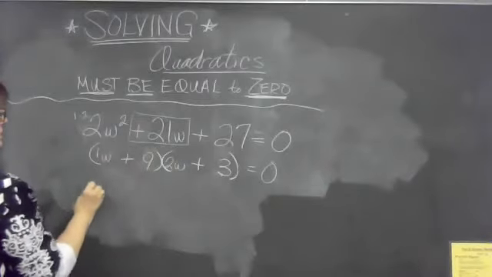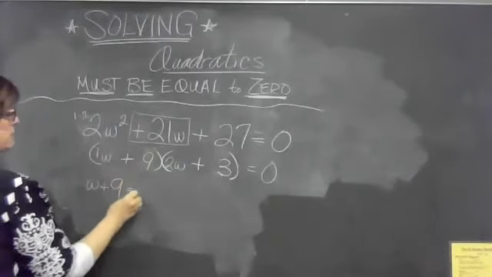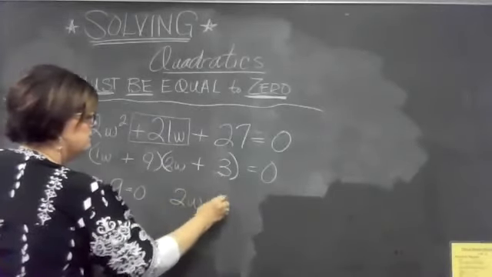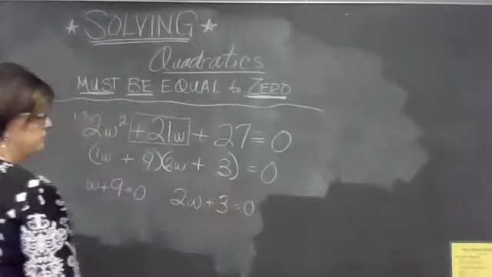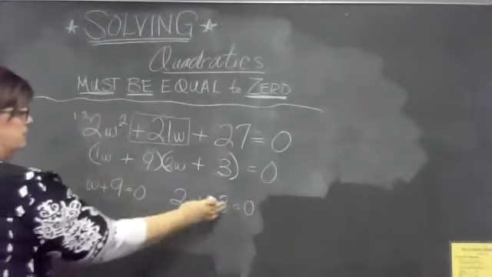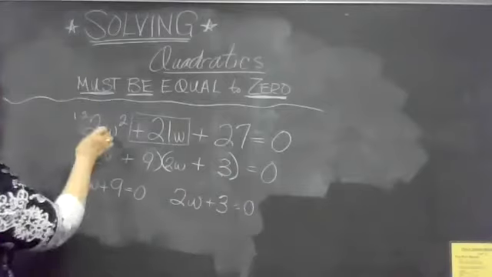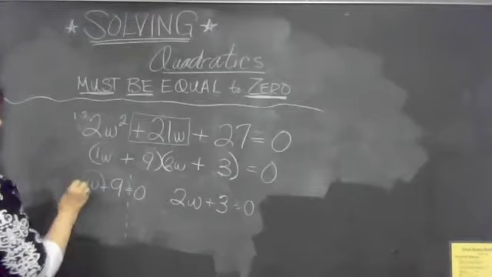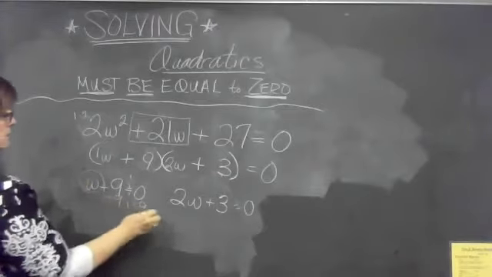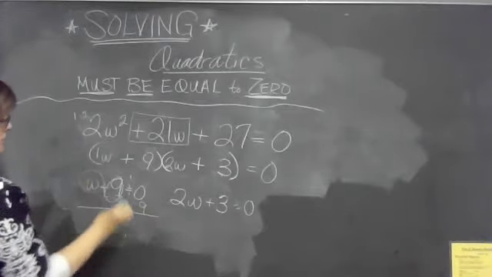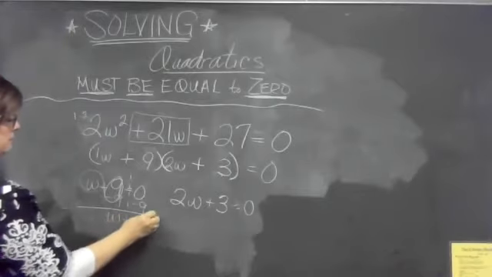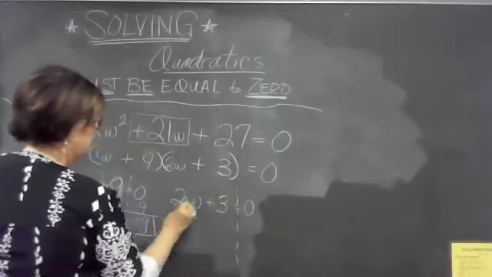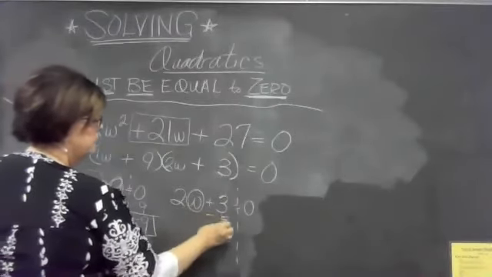I'm going to take this one and say W plus 9 could equal 0, and or 2W plus 3 could equal 0. When we solve these separately, we're going to find out what W is actually equal to. If I want the W by itself, I subtract the 9. Now I have W equals -9. Here's one of my answers. For the other, I want the W by itself, so I'm going to have to subtract 3.